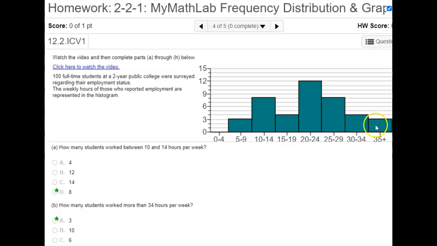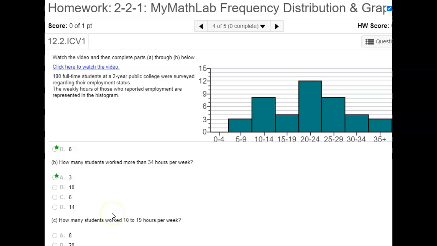So that's our answer. If this question said something like how many students worked more than 29 hours, we would have to add these two values together, the people who worked 30 to 34 and also those who worked 35 plus. But since there was just one group, one bar to the right of 30 to 34, we can just take that value of 3 and that's our solution.